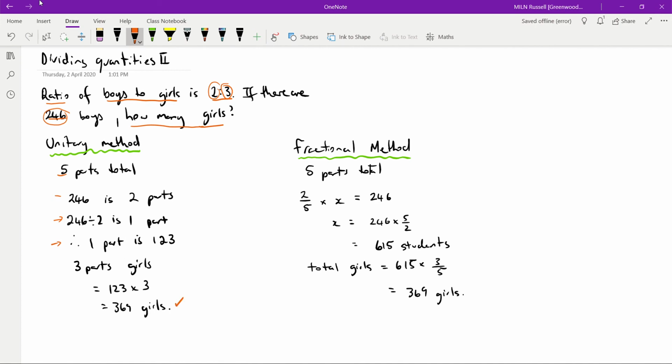Correct. Fractional method is slightly different. We know that 2/5 of the total is 246, so 2/5 of however many students we've got is 246 boys. Multiply both sides by 5 on 2. The 2/5 will cancel out, we'll be left with 246 times 5 on 2, which will give us a total of 615 students in the school. If we multiply the 615 by the 3/5 of the school that are girls, we'll find out there's 369 girls.